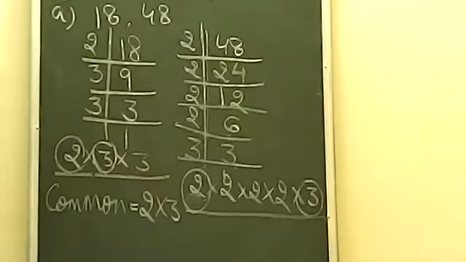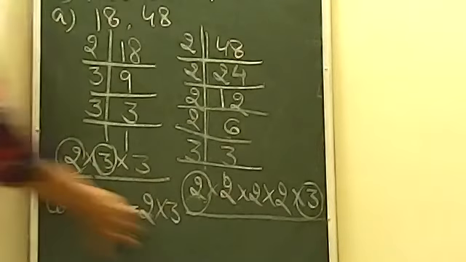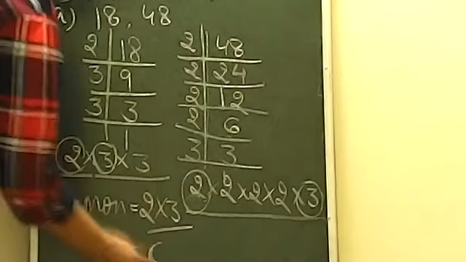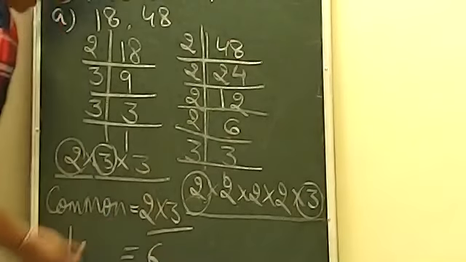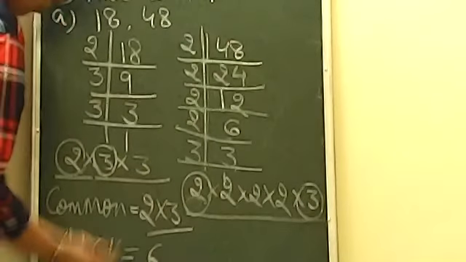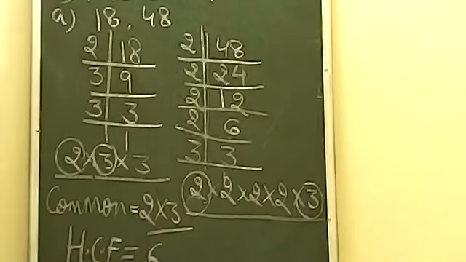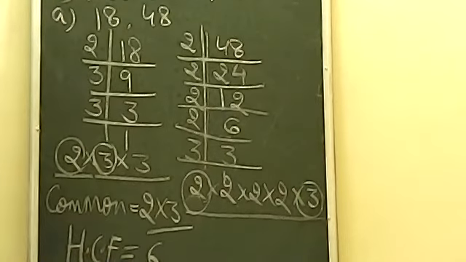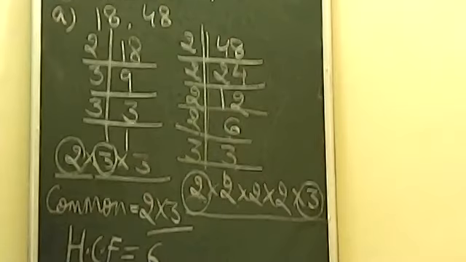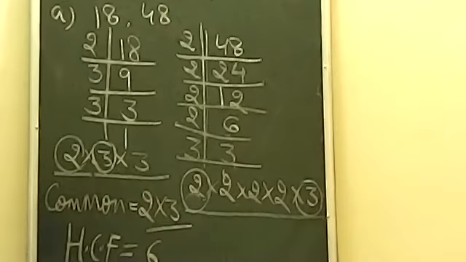So at the last, what we will do? Just simply 2 multiplied by 3, which will give you 6. This is the HCF of the question. The answer of this particular question will be: the highest common factor is 6.